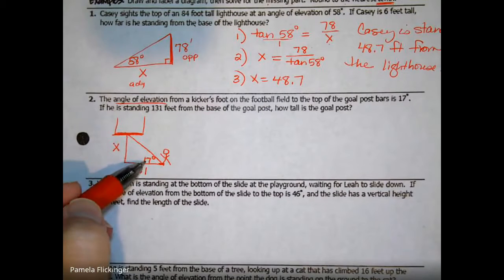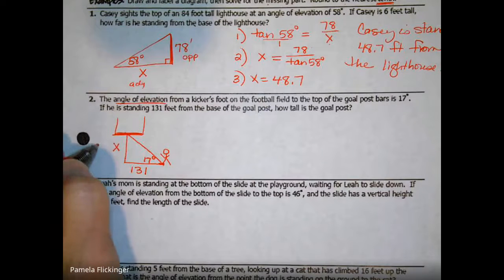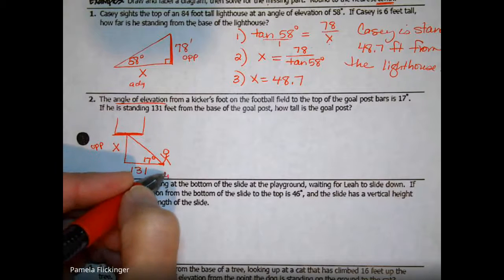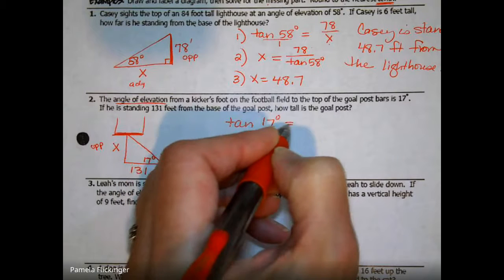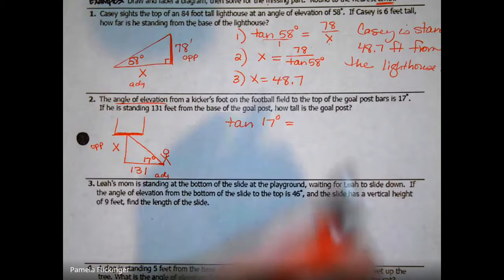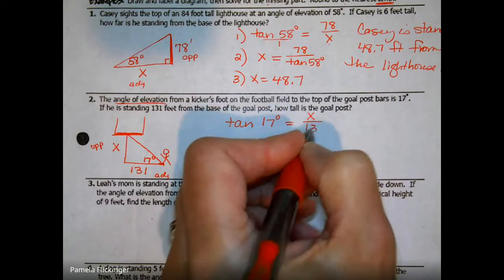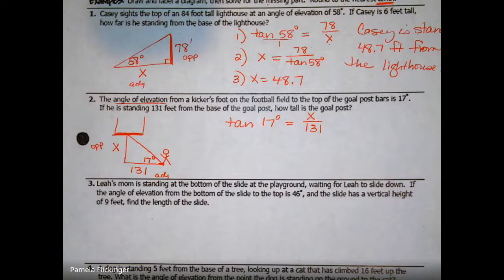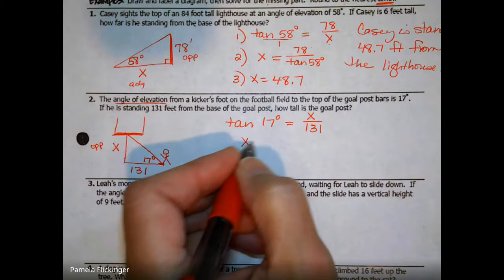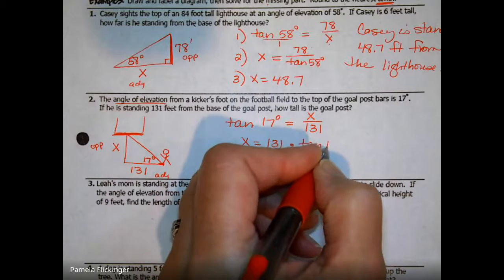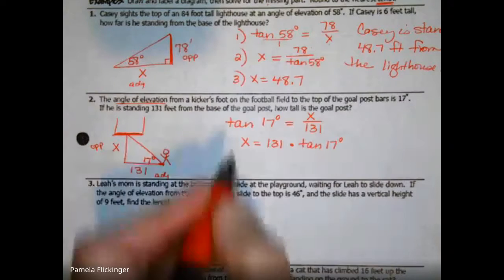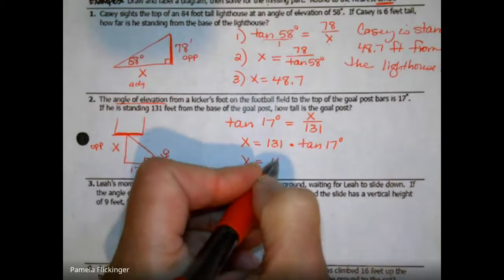Again, the 17 across from that is the opposite, so that's our missing part, and the 131 is our adjacent. So again, we're doing tangent of our degree equals, and this time the x is in the numerator, x over 131. Always opposite over adjacent. So when we cross multiply this time to get x, we're going to multiply 131 times the tangent of 17, and then that gives us 40.1.